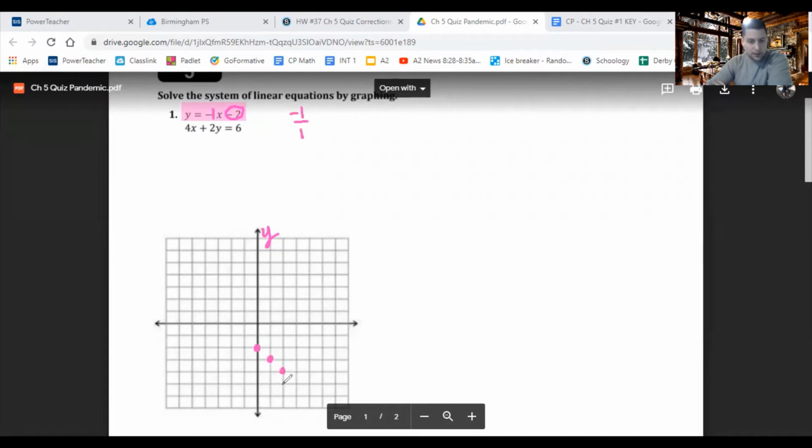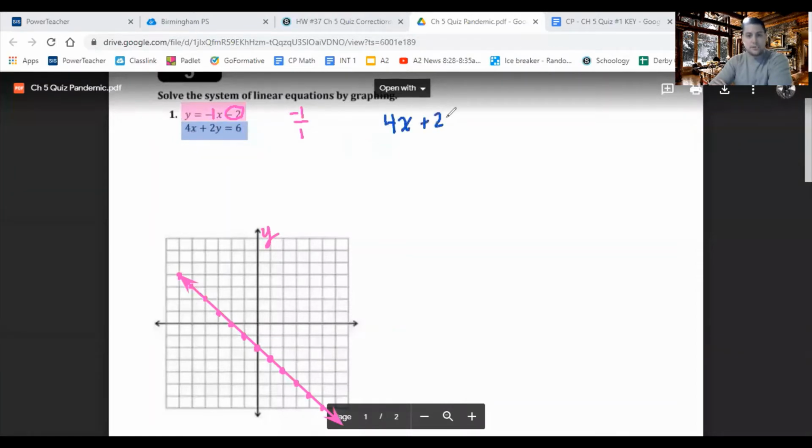Down 1 to the right 1, and we'll repeat this until we have several points, as well as in the opposite direction, so we can draw our line. Alright, go ahead and draw your line using a straight edge all the way through these points. Great. Next, the equation below this needs to be rearranged to slope-intercept. So highlighting this one in blue, let's rework it over here.